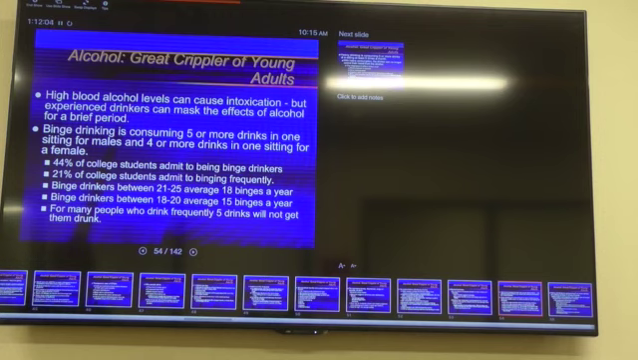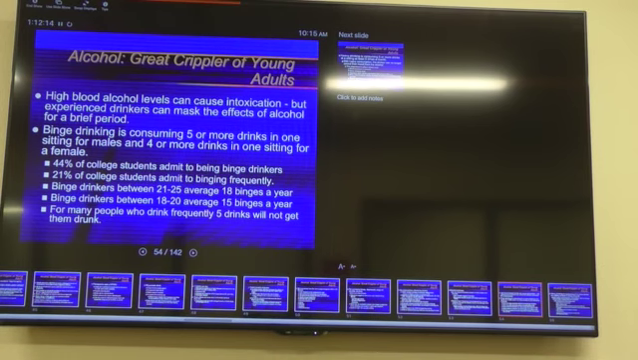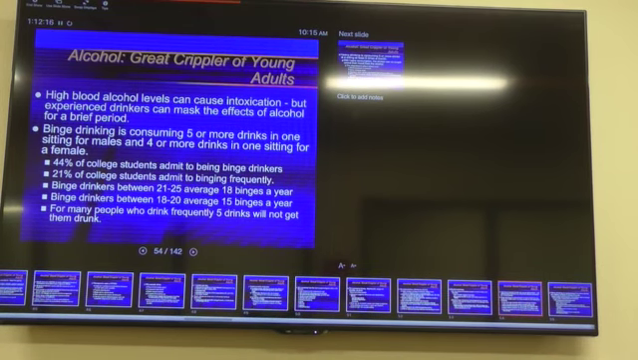44% of college students admit to being binge drinkers. Not here, of course, but on other college campuses. ASU, for example, has always been known as a party school. Colorado State, big-time party school. And there are schools where people go to drink beer, as weird as that sounds. 21% of college students admit to binging frequently.